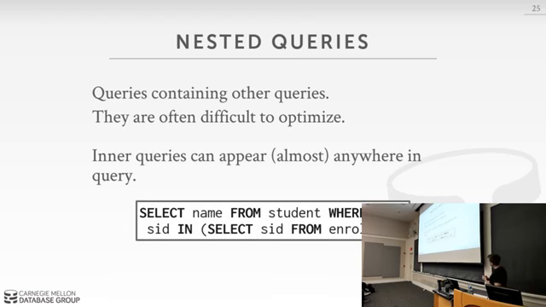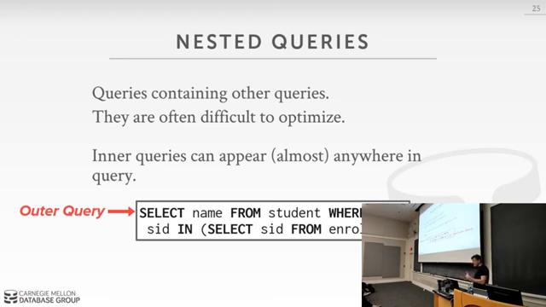I'm doing a select. I want to get all the names of the students that are enrolled in at least one course. So my outer query is defined based on the student table. And then inside of that, I have an inner query that's just going to get the student IDs from the enroll table, right? So we could write this as a join. This is sort of just another way to do this.